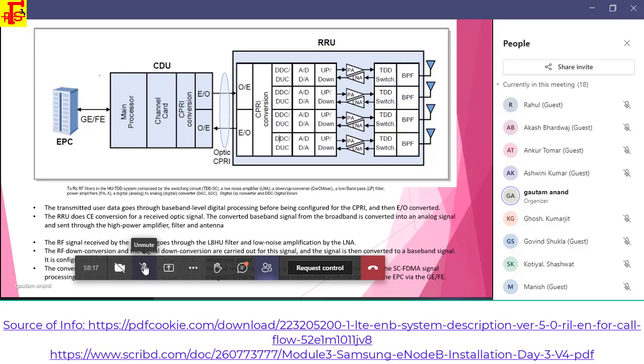So this is the eNodeB. We say CDU, RDU, different types of eNodeB are there. This is the eNodeB blocks: main processor block, channel card, CPRI conversion, electrical to optical conversion, optical to electrical conversion. It is connected through gigabit Ethernet, fast Ethernet, to the EPC. Once it is connected, it goes to the main processing block, and the main processing block sends to the channel card, where it maps whatever information.